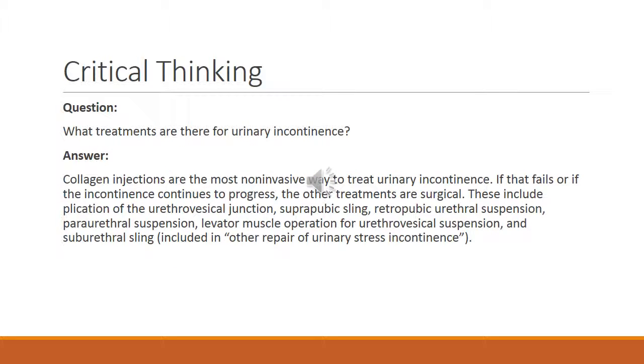Now, our next critical thinking question, what treatments are there for urinary incontinence? And the answer, collagen injections are the most non-invasive way to treat urinary incontinence. If that fails, or if the incontinence continues to progress, the other treatments are surgical. Now, these include plication of the urethrovesical junction, suprapubic sling, retropubic urethral suspension, paraurethral suspension, levator muscle operation for urethrovesical suspension, and suburethral sling included in other repair of urinary stress incontinence.